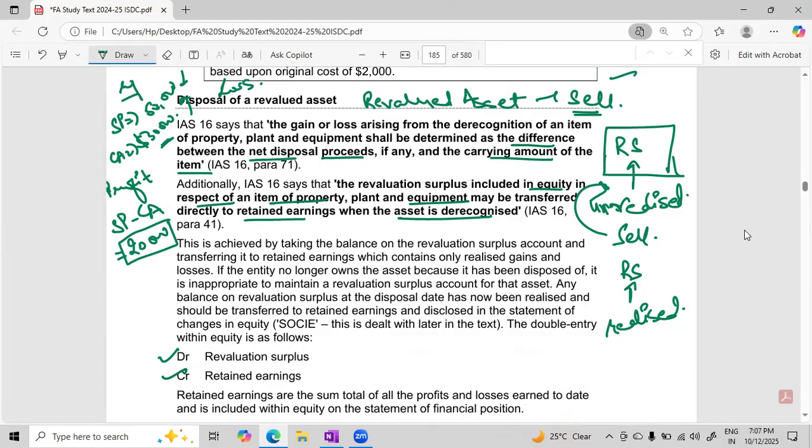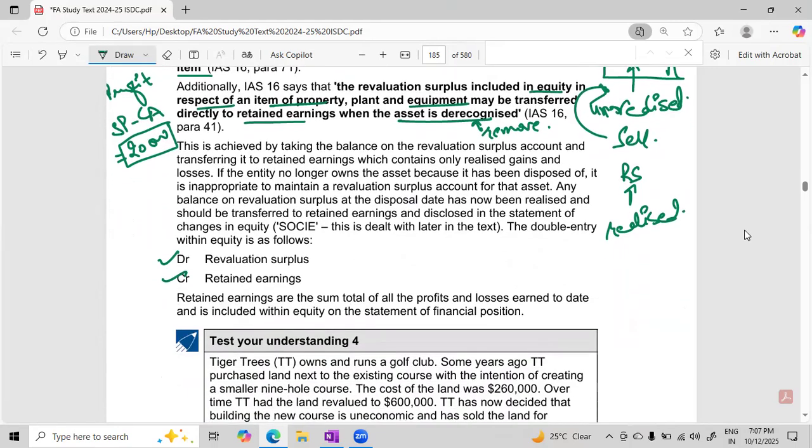Okay, now we are selling the asset, so we will derecognize it, which means we will remove it from our books now, because we do not have this asset anymore, right? This is achieved by taking the balance of the revaluation surplus account and transferring it to retained earnings, which contains only realized gains. Okay, the gains which we have actually made, in cash.